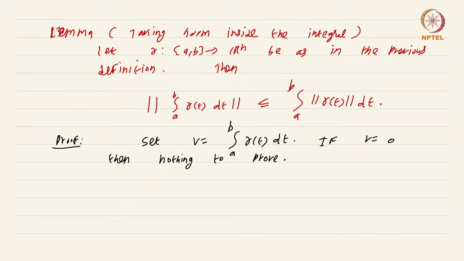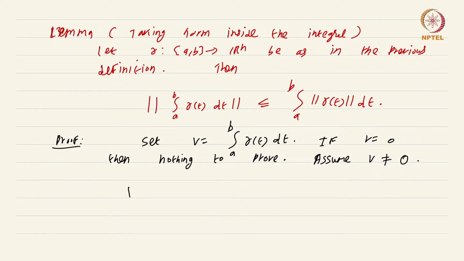Okay, so we can assume v is not 0. Assume v is not 0. Okay, now what I am going to do is I am going to apply the Cauchy-Schwarz inequality.